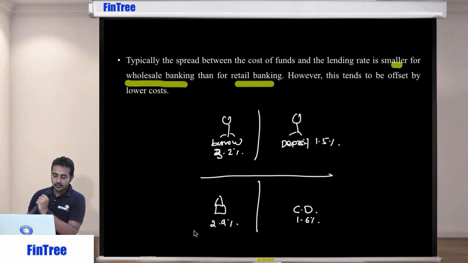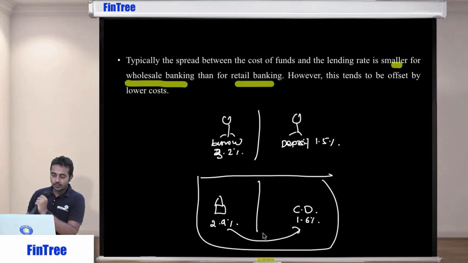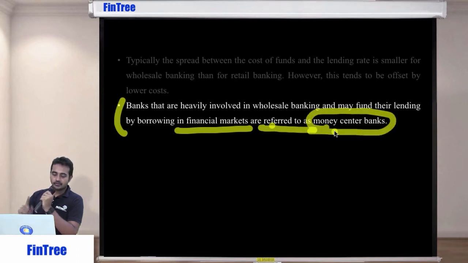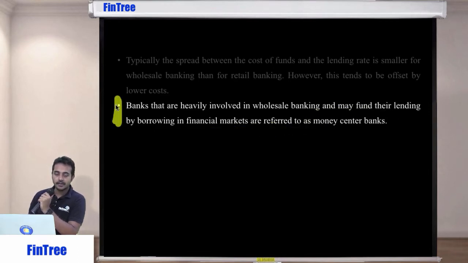So what is happening in this corporate banking scenario is the spread between the two is relatively lesser, but even though the spread is lesser, the cost of acquiring this business is relatively lesser, which compensates for the smaller spreads. Are we okay with this? Banks that are heavily involved in wholesale banking may fund their lending by borrowing in financial markets, typically through products like mostly CDs, and are referred to as money center banks. This term, which is very US market specific, you should have in your notes.